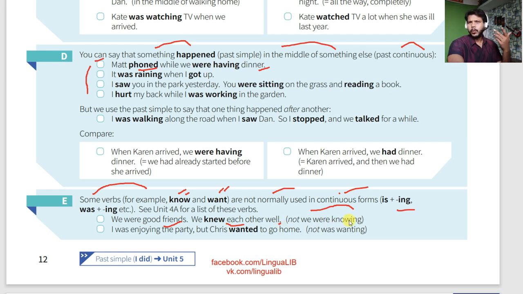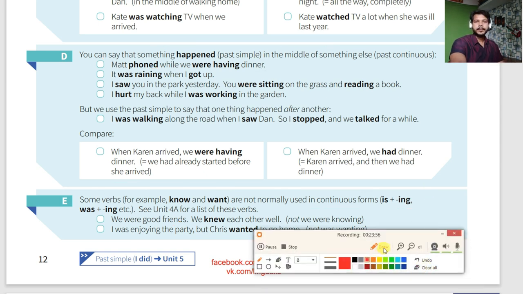You can't say we were knowing. You can't say we were wanting. You can't say like this. I was enjoying the party, but Chris wanted to go home. You can't say Chris was wanting to go home. So these are the things. I think it's quite clear. Now let's do the exercise.